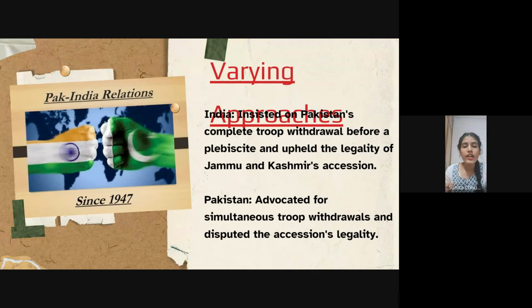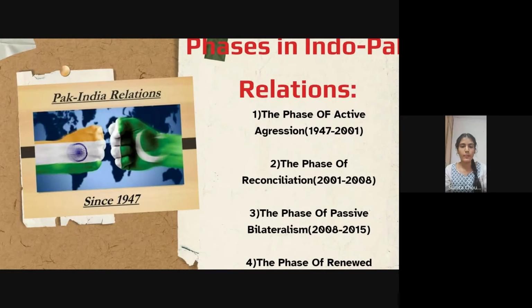India was of the view that there should be some legality of Jammu and Kashmir's accession as well. But then Pakistan was saying that we will not uphold the legality of the Instrument of Accession. And that's how both of their approaches changed and the conflicts rose more.